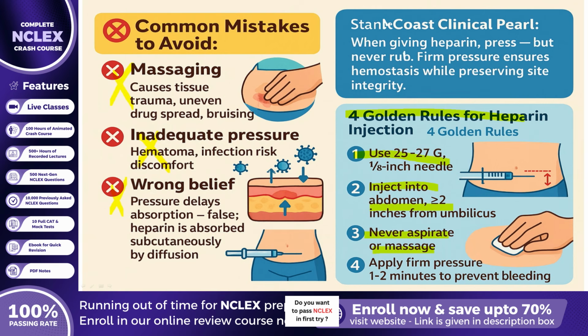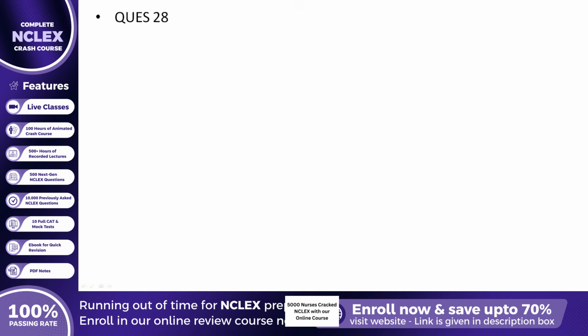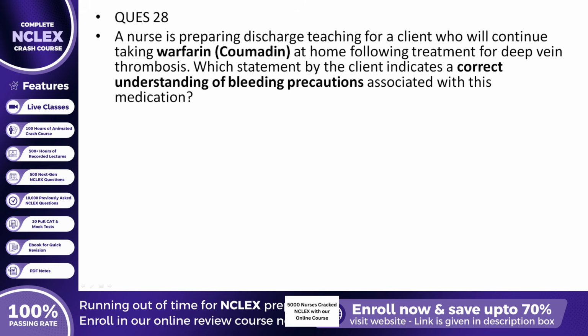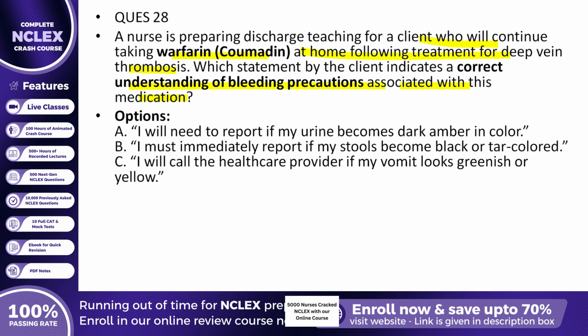Continuing our journey through essential NCLEX pharmacology concepts, let us explore a crucial discharge teaching scenario involving anticoagulant therapy. A nurse is preparing discharge instructions for a client who will continue taking warfarin, also known as Coumadin, at home after treatment for deep vein thrombosis. The nurse asks the client to repeat back what they have understood about bleeding precautions related to this medication. Here are the options to consider.